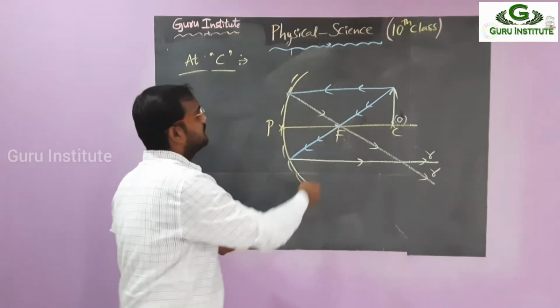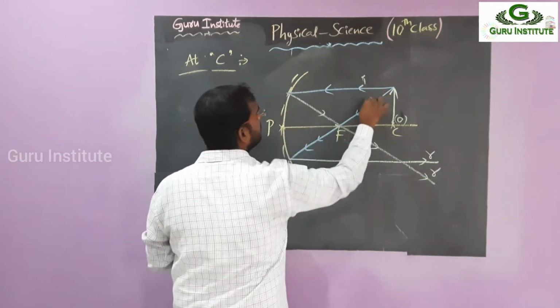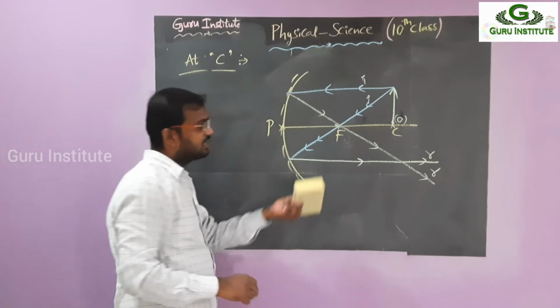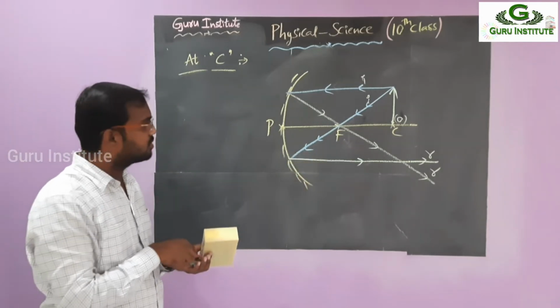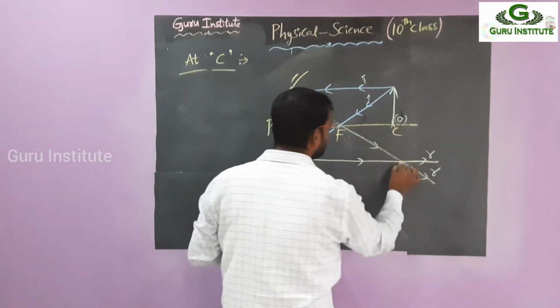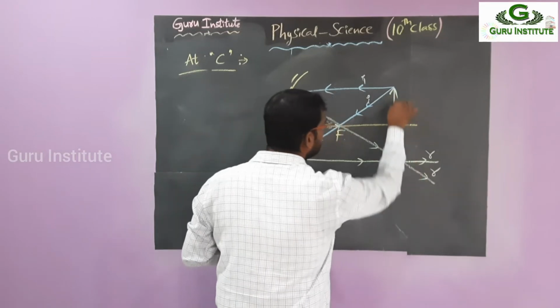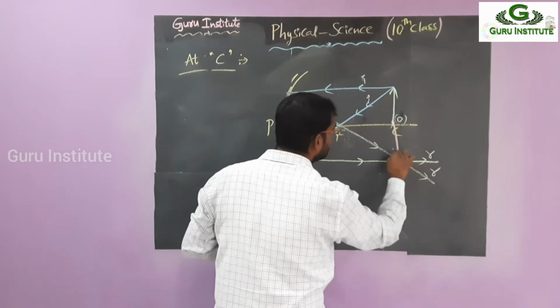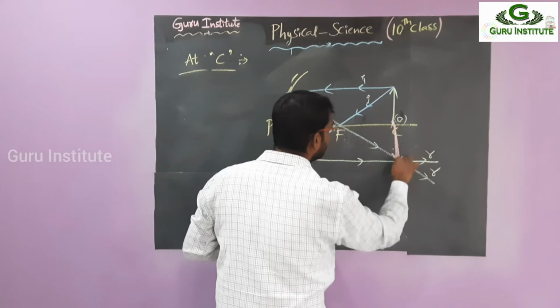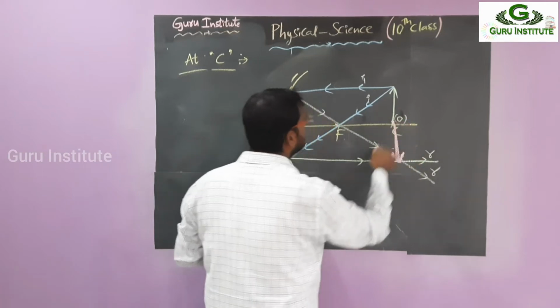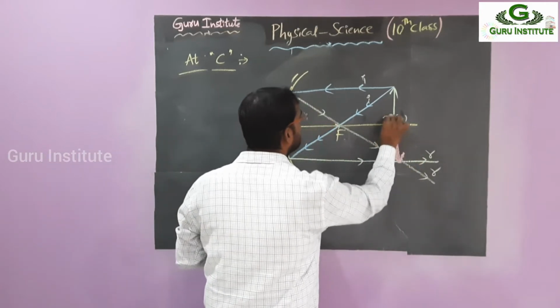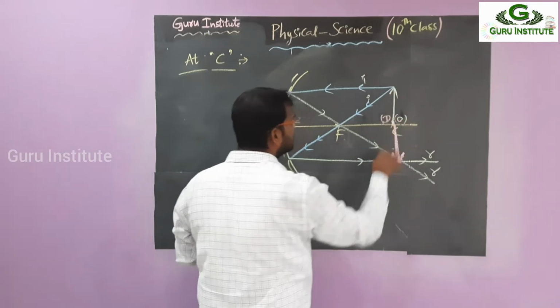See there, these are the incident rays, these are the reflected rays. Where they meet at that point, we have to draw that point. So they meet here. So it is inverted. Where they meet, this is the image. So this is the object, this is the image.